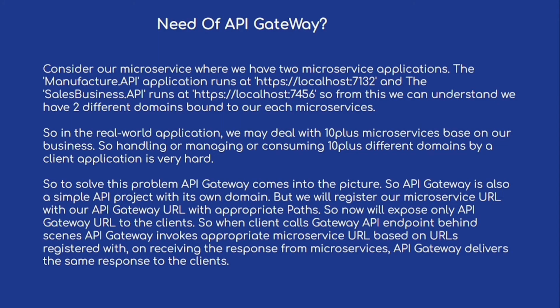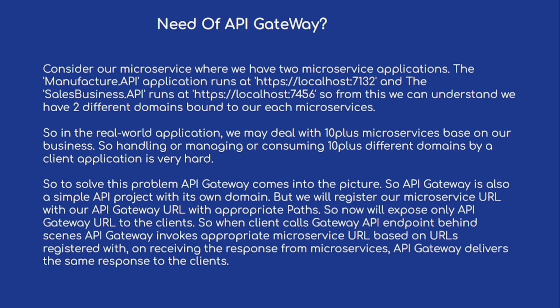So what is the need of API Gateway? Okay, consider our microservices that we have created till now, right? We have two microservice applications. Okay, the Manufacture.API application, let's assume it runs under localhost port number 7132, and the Sales Business API runs under localhost port number 7456. So from this we can understand we have two different domains bound to each microservice, right? Different ports mean in real time there will be different domains. So each microservice will have its own domain or URL.